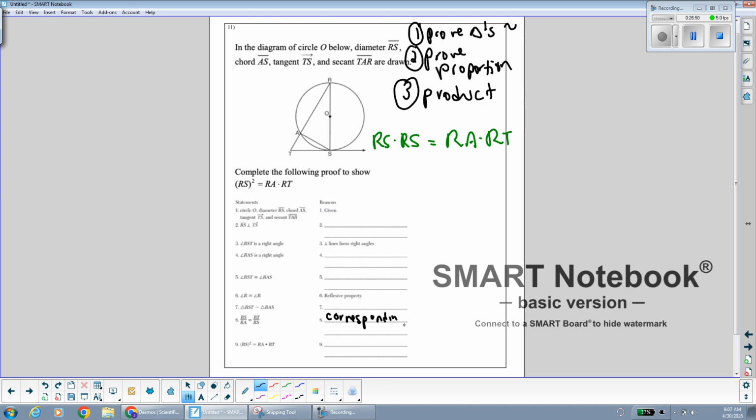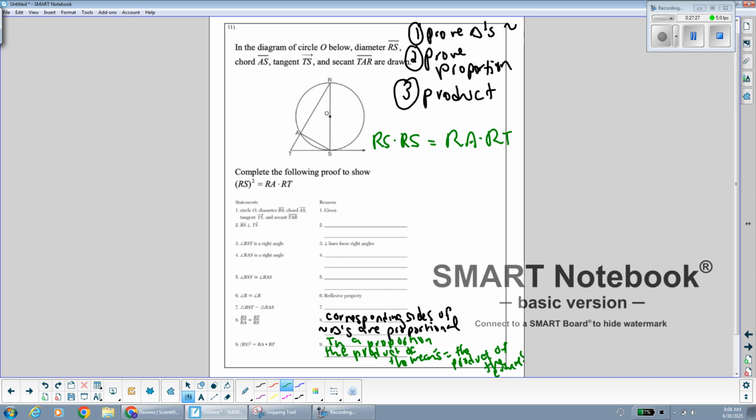Corresponding sides of similar triangles are proportional in a proportion. The product of the means equals the product of the extremes. There we go.